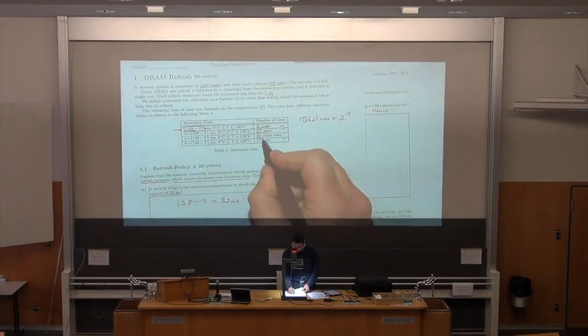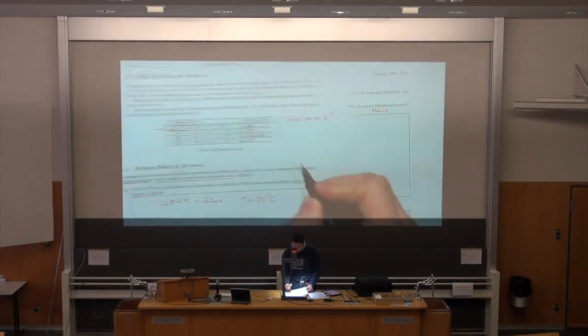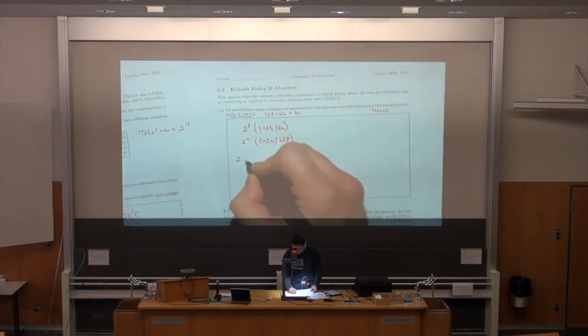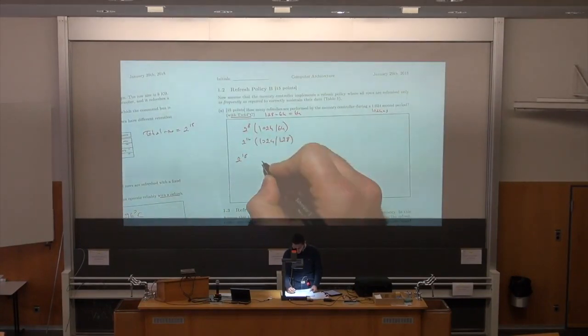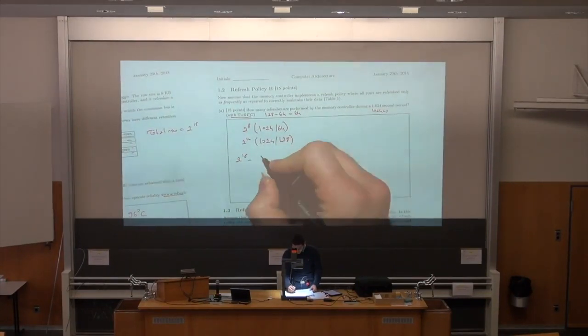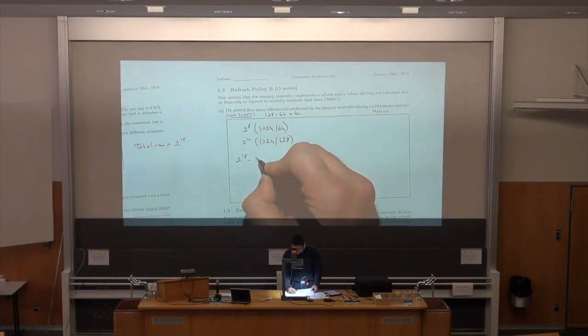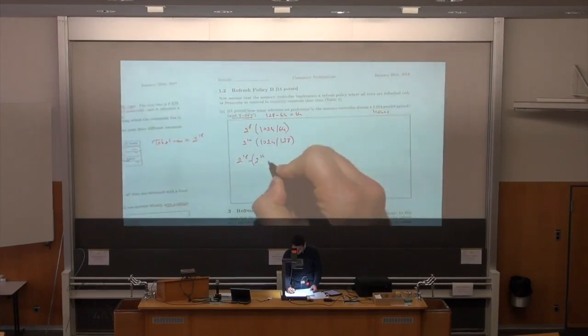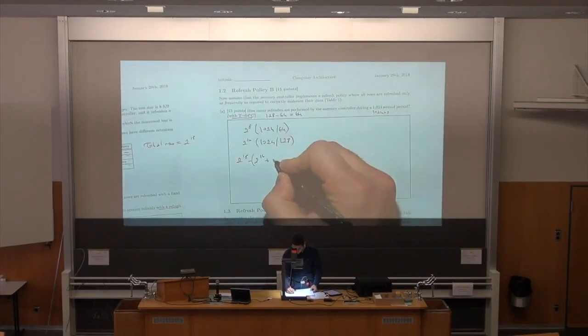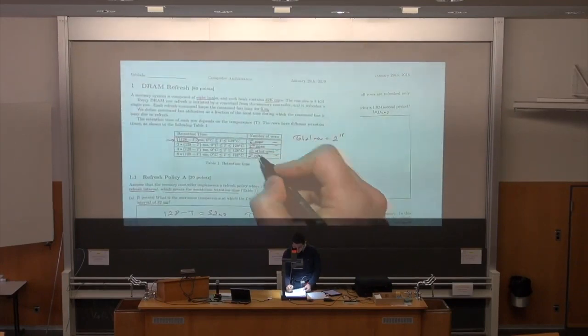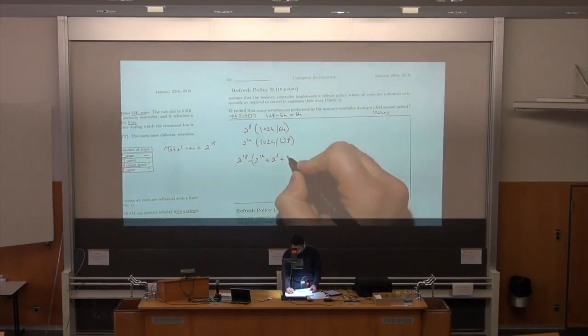And for all other rows, we simply calculate it as the total number of rows, which is 2 to the 18, minus 2 to the 16 plus 2, basically the number of rows that are visible here.